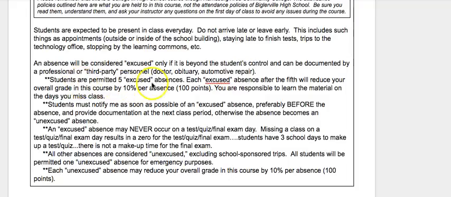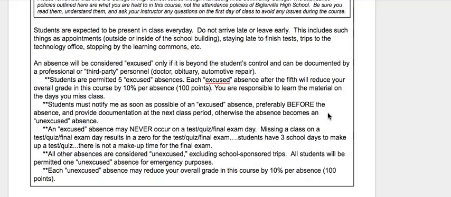Students are permitted 5 excused absences. Each excused absence after the 5th will reduce your overall grade in this course by 10% per absence. You are responsible to learn the material on the days you miss class. Students must notify me as soon as possible of an excused absence, preferably before the absence, and must provide documentation at the next class period, otherwise the absence becomes an unexcused absence.